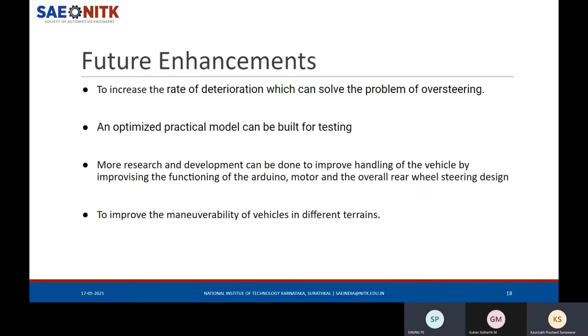The future enhancements are to improve the rate of deterioration, which can solve the problem of oversteering and understeering, and to optimize the practical model that can be built for testing. More research and development can be done to improve the handling of the vehicle by improving the Arduino code, motor, and overall steering design, to improve the maneuverability of vehicles in different terrains.